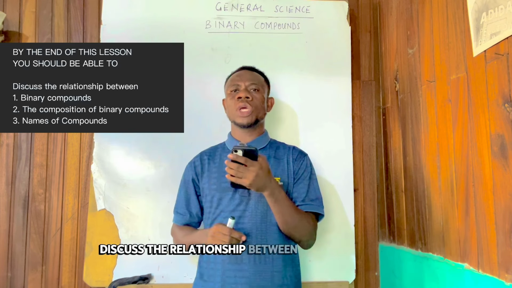Now before we move to binary compounds, one may ask, what is a compound? A compound is a substance which consists of two or more elements chemically combined together in a definite proportion by mass. So let's move to binary compounds. Binary compounds are compounds composed of only two different elements.